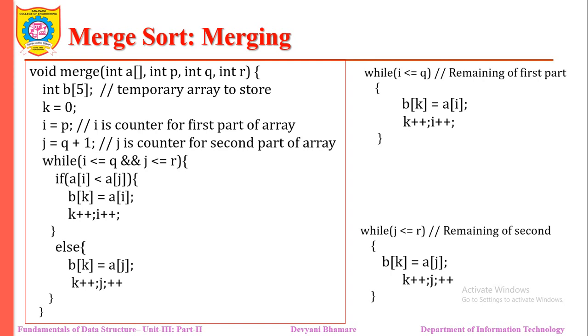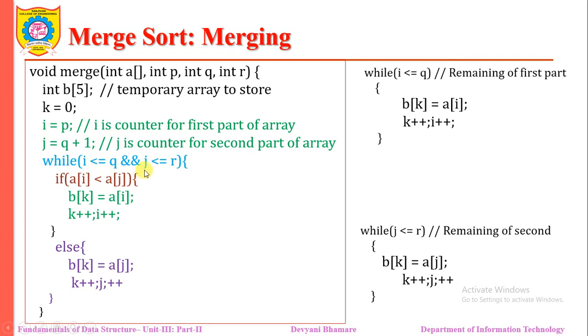So we are considering a temporary array, that is B, as per our size. Then I is pointing to the first part of our array and j is the counter for the second part of the array. Then we need to check that the value of I will not be greater than q and the value of j will not be greater than r. Then we compare whether A of I is less than A of j, and accordingly either A of I or A of j is copied into B of k. So this is repeated until any one of these sorted sub arrays is over.